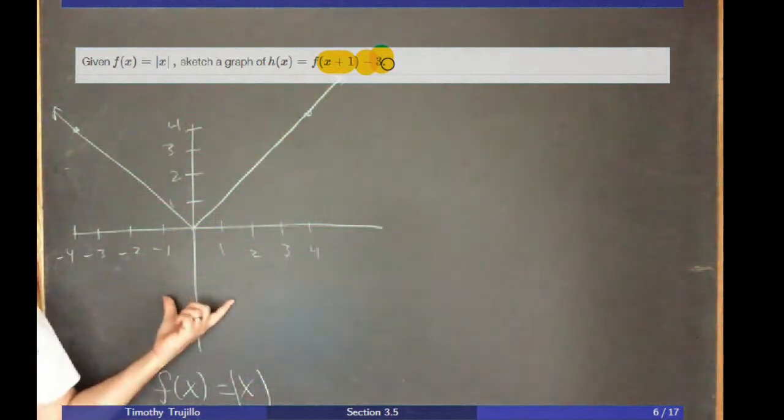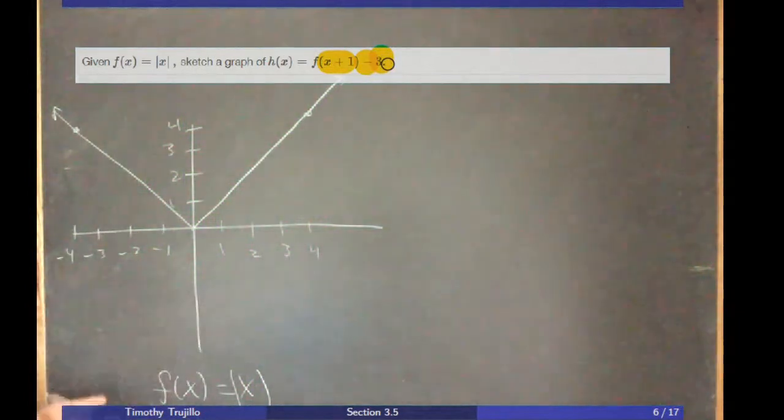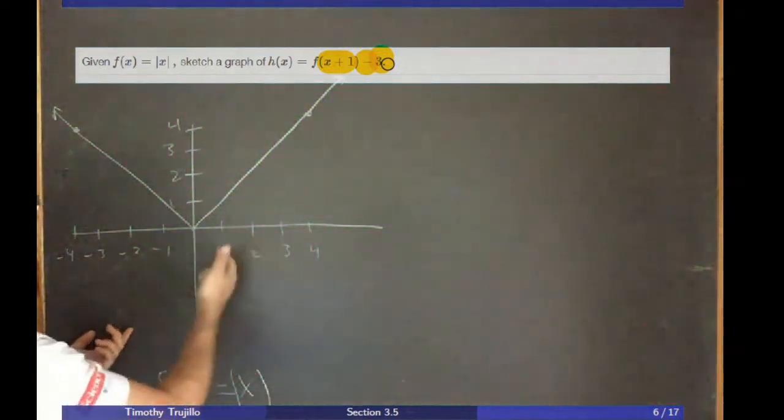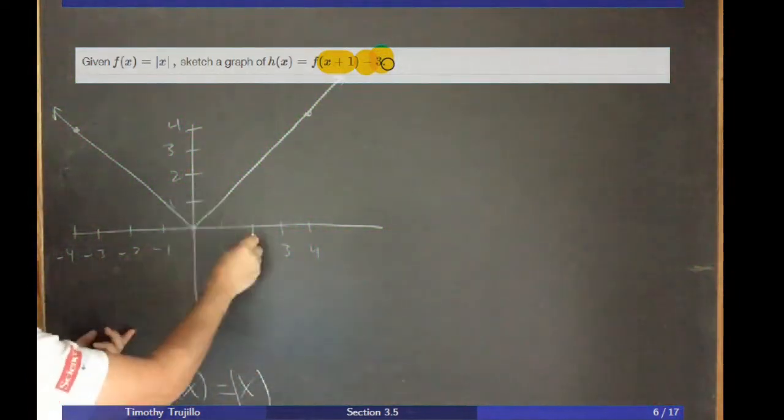Okay, so here's our graph of the absolute value function. Just as a reminder, you should have this committed to memory by the time the exam comes around. But you can always graph it just by picking some points, right? The absolute value of positive things just gives you the same value. So at 1, it's a 1. At 2, it's 2.